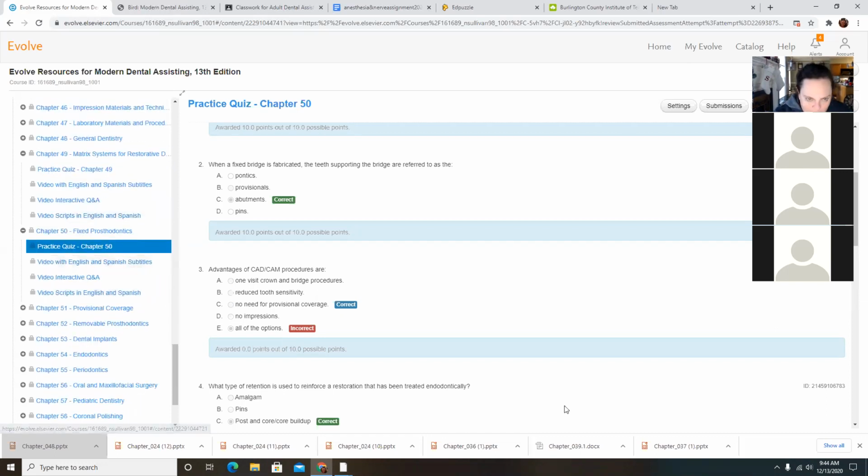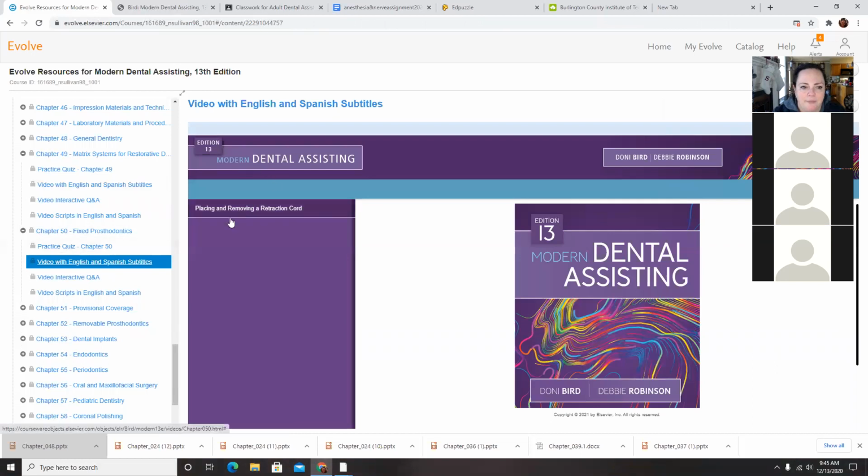All right. So this is fixed prosthetics. Okay. When you have a bridge, the area that is replacing the tooth is called a pontic. What about the area that are covering the abutments? You have the pontic, and then you have the crown part of the bridge that's covering the prepped teeth. What's the crown part of the bridge called? It's called a retainer. Okay.